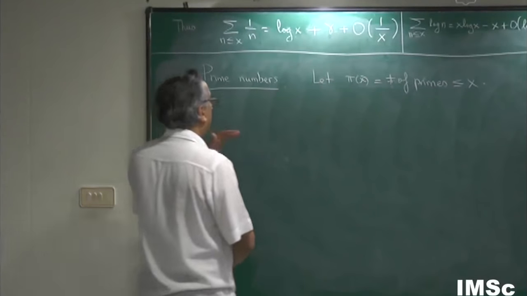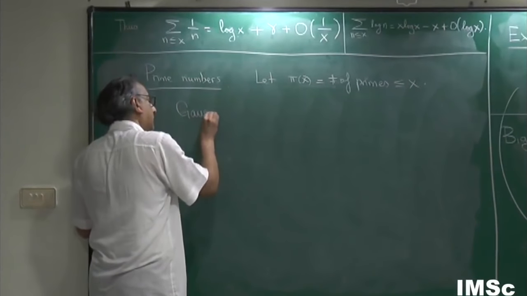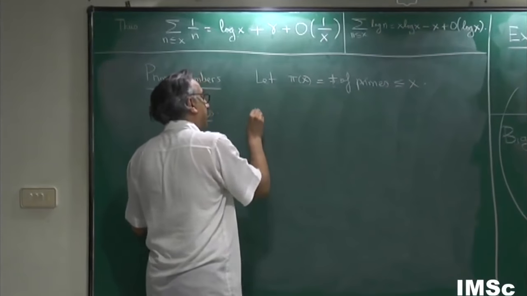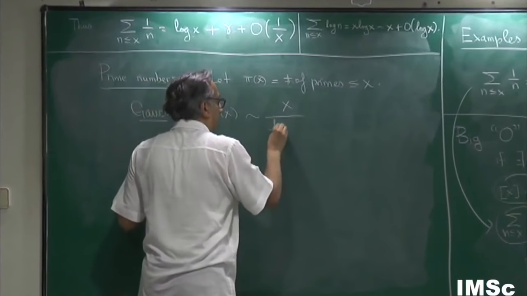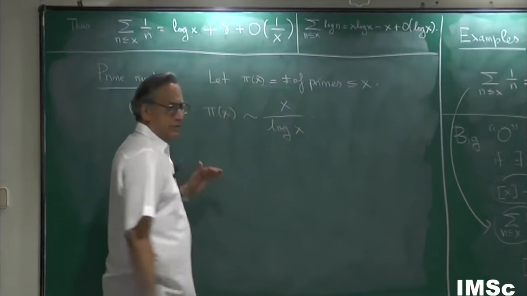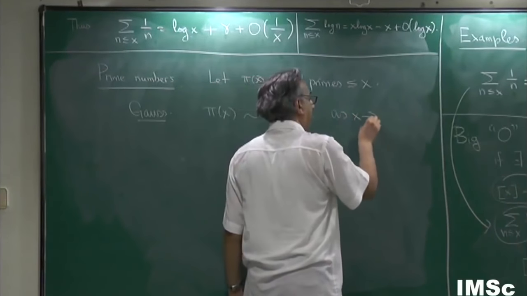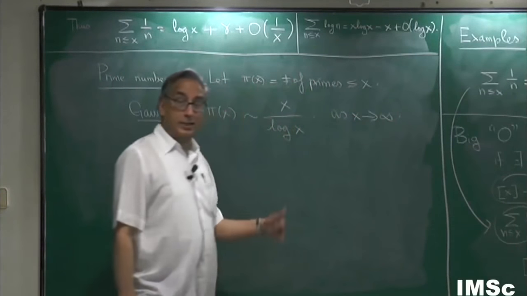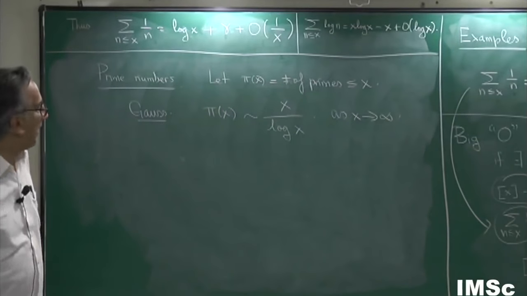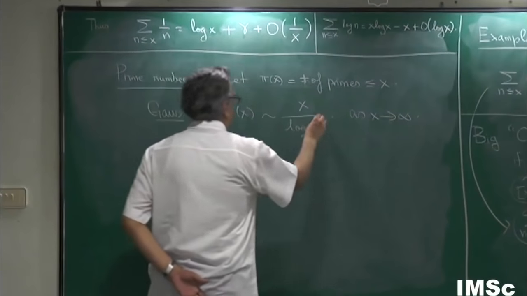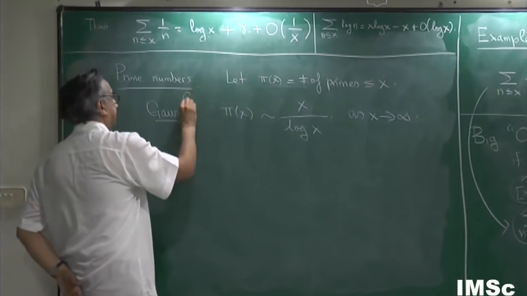Okay, so we now look at pi of x, the number of primes up to x. And I believe it was Gauss who first conjectured that pi of x is essentially asymptotic to x over log x. I mean, he made a more precise conjecture, but I don't want to talk about that now. This was the conjecture that Gauss made, apparently as a teenager. The question is whether or not we can prove this.